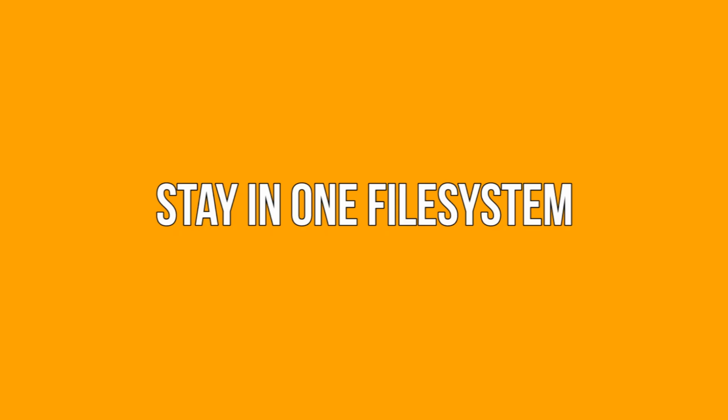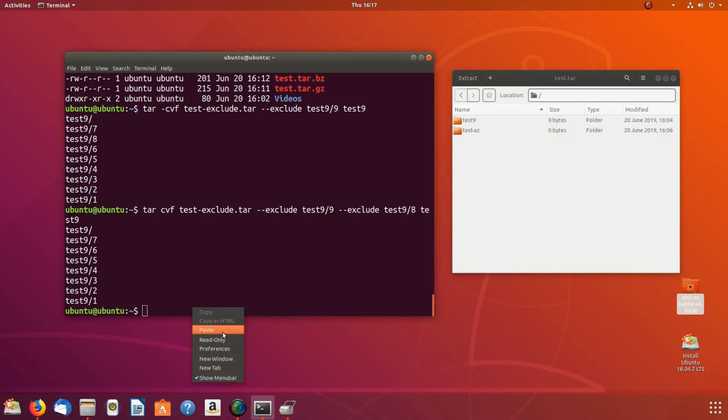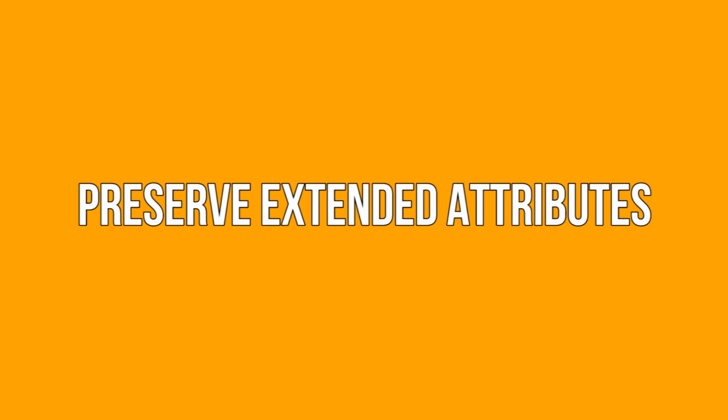Stay in one file system. The syntax --one-file-system can be added in a command such as tar cvpzf backup.tar.gz --one-file-system /. This would back up your root file system, including other file systems you may have mounted in home, mnt, media, proc and so on.